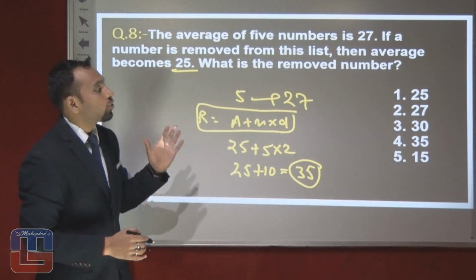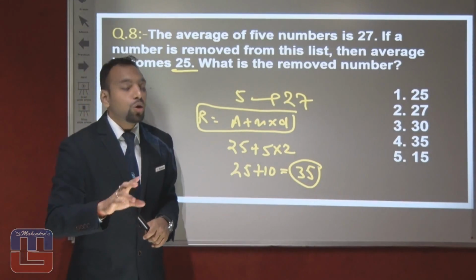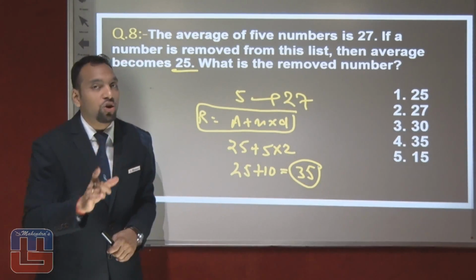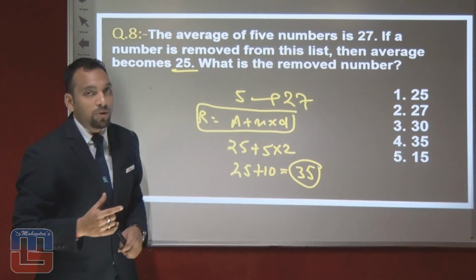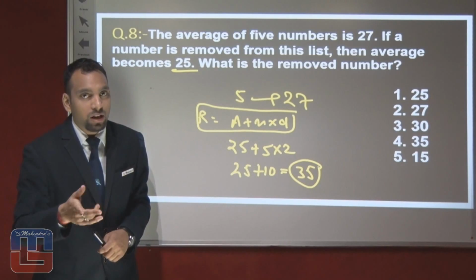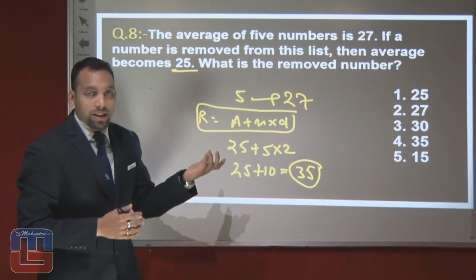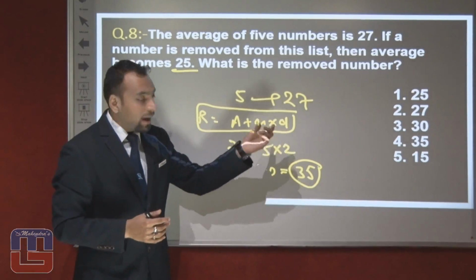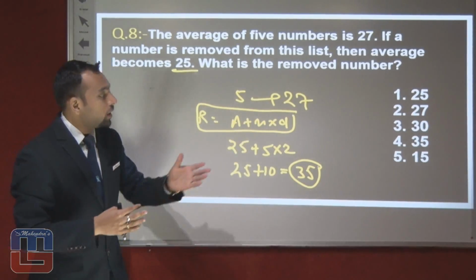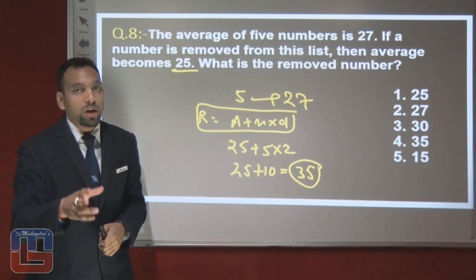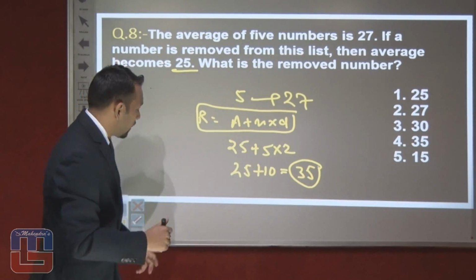If you see this type of question in your examination, go by these short tricks. The short tricks will really help you to do such problems within a minute. The trick is A plus N into D. A is the new average, N is the number of terms, and D is the difference between the two averages. Alright, now move to our next question.